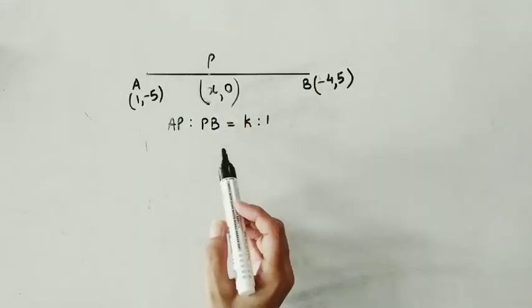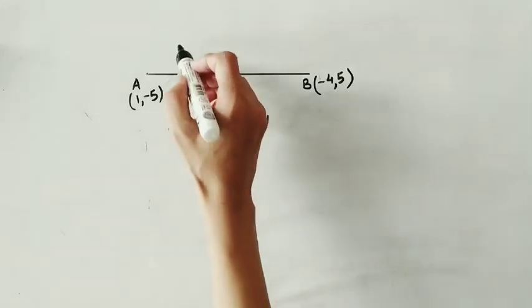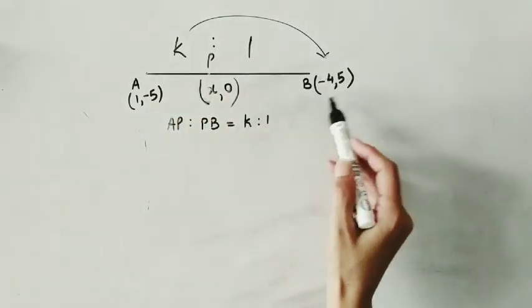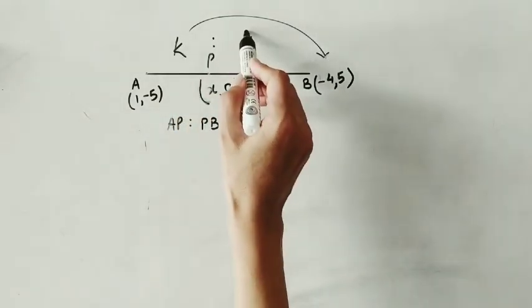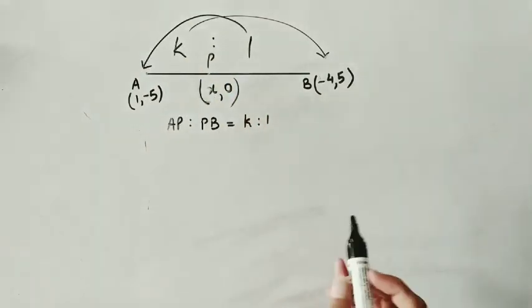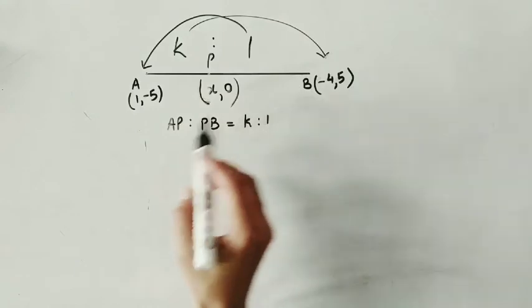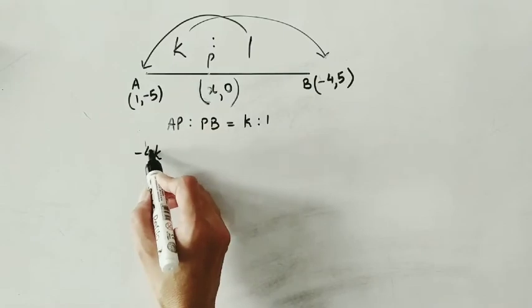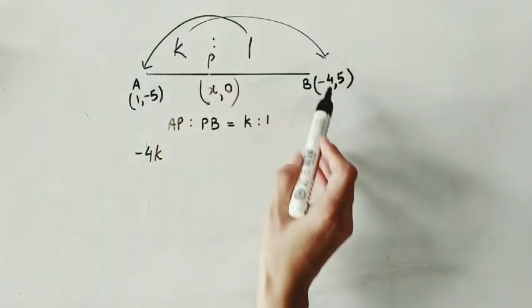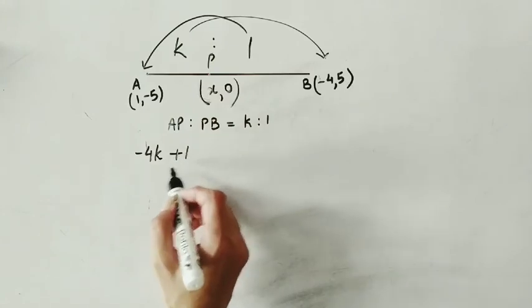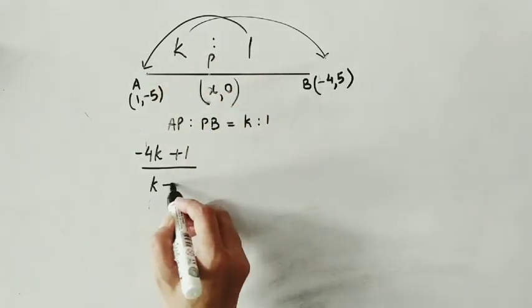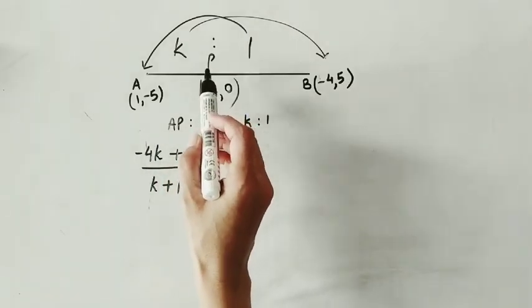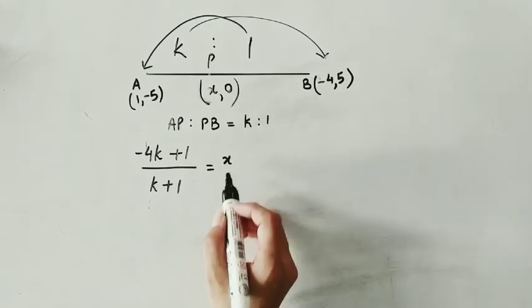Now on applying the section formula, since the ratio is k is to 1, k would be multiplied by the second set of coordinates, 1 would be multiplied by the first set of coordinates. Let's begin. Minus 4 into k would be minus 4k, plus 1, upon the sum of ratios, which is k plus 1. This is the representation for the x coordinate of this point of division.